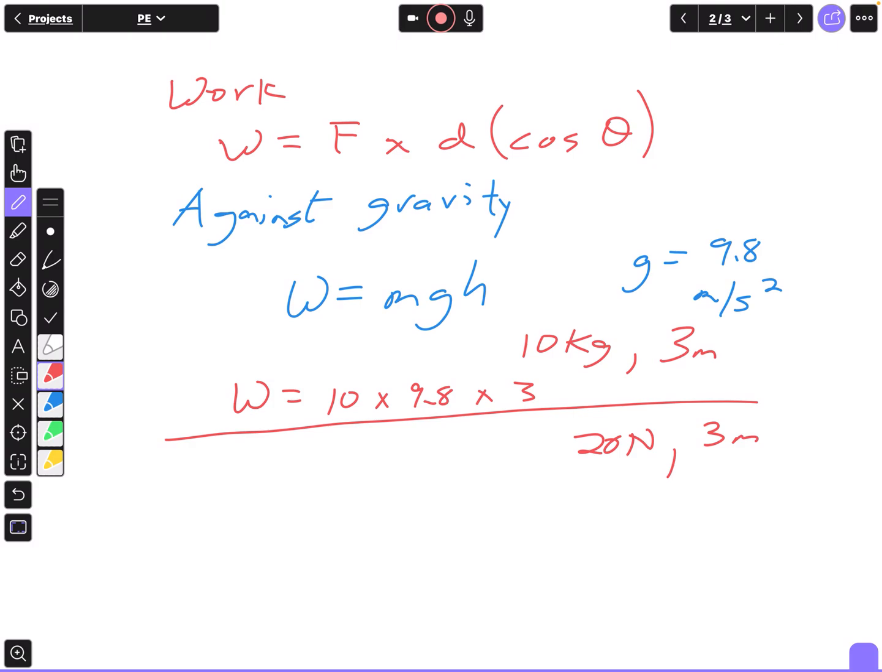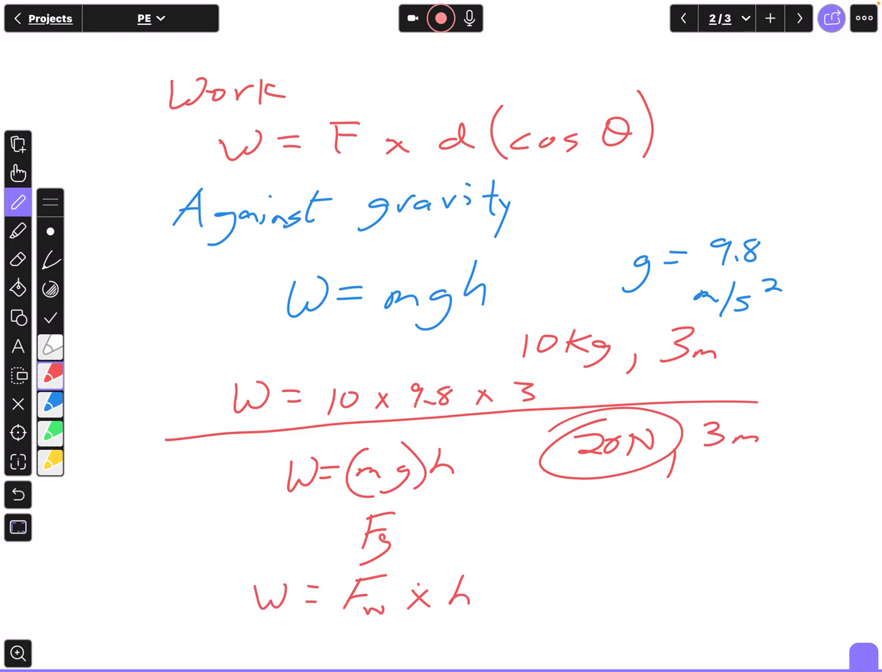Or I could just look at this equation in another form. Remember, mgh. Remember, m times g is equal to F_g, which is what 20 newtons is. Or we could write it as F_w times height. And we plug that in, it would be 20 times 3 for a total of 60 joules of work being done in this case. So pay attention when you're given mass or you're given weight in the problem, and how to address that.